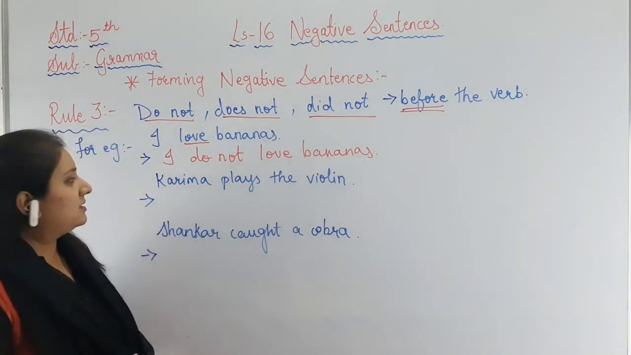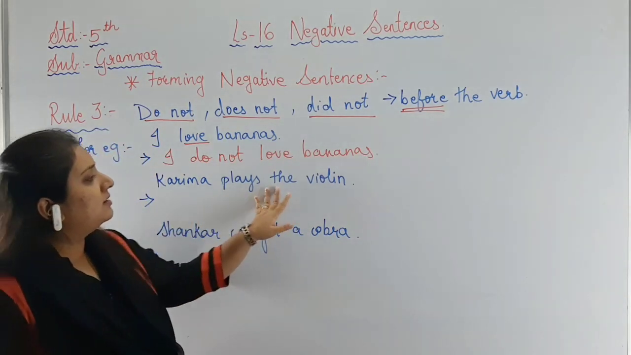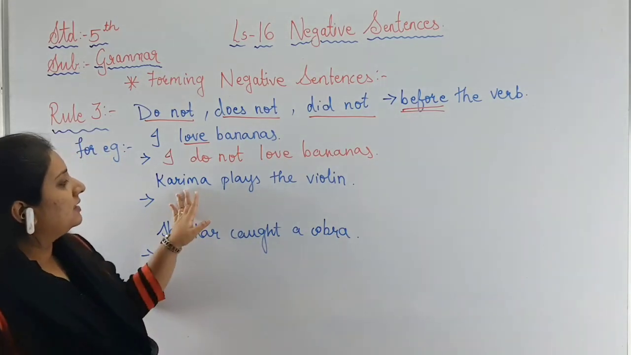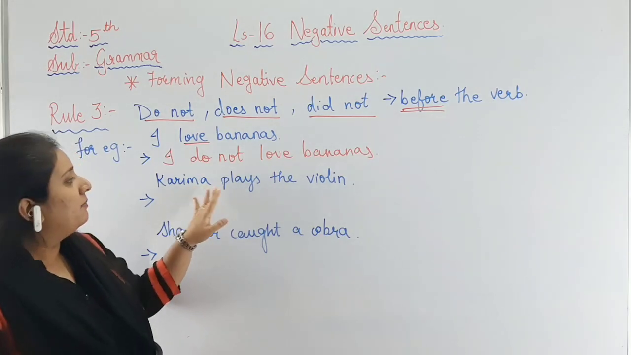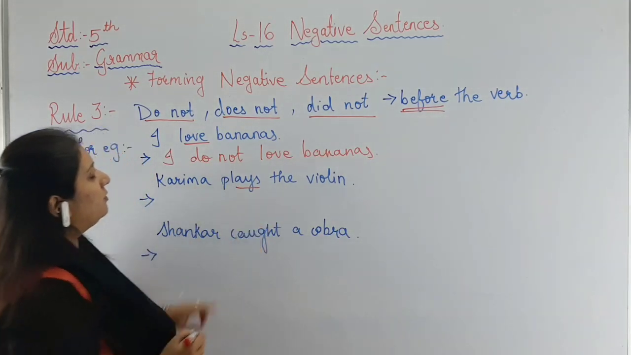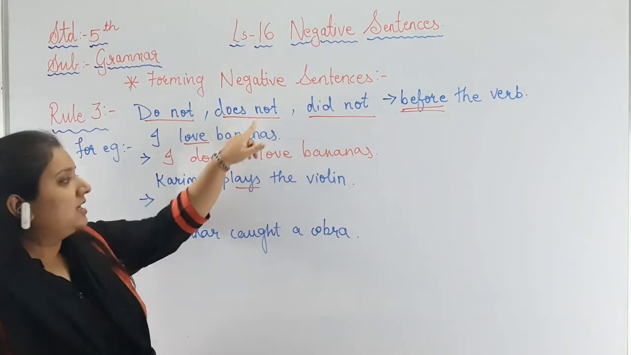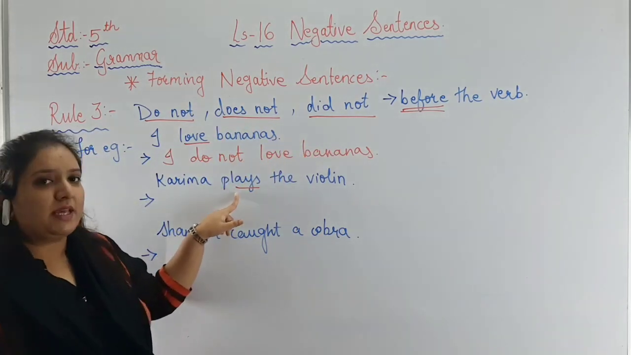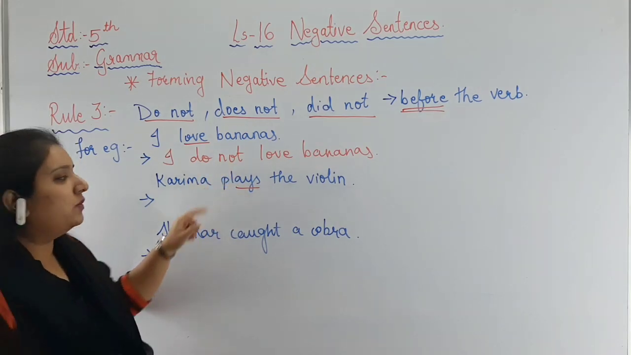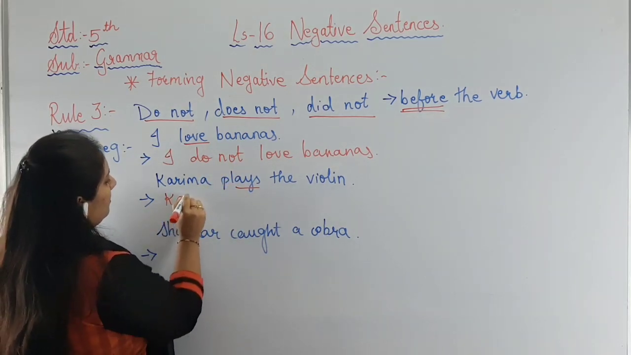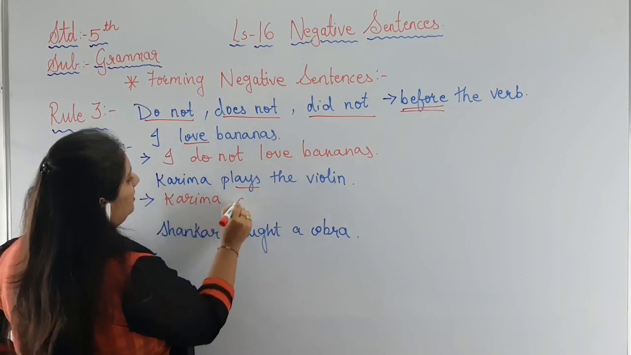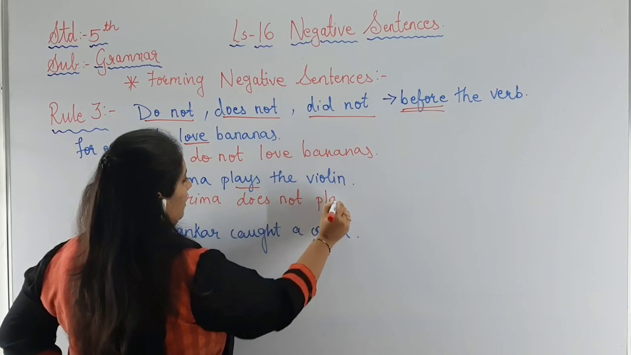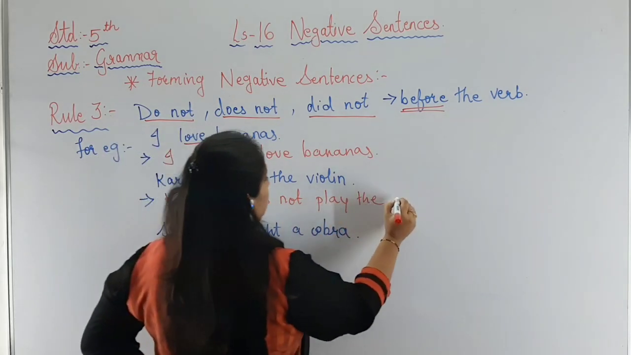Clear? Second sentence: Karima plays the violin. Again, if I want to identify the sentence, I see that this is a simple present tense sentence, but here the verb plays takes does not. And where do I use does not? Before the verb. Here the verb is plays, so I have to use it before the verb. So the answer will become: Karima does not play the violin.